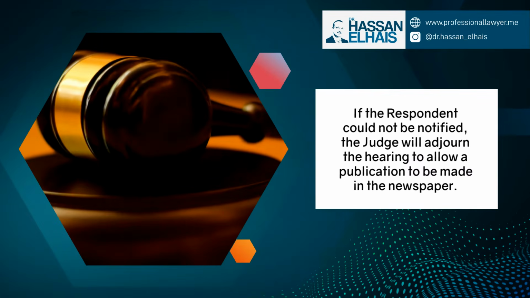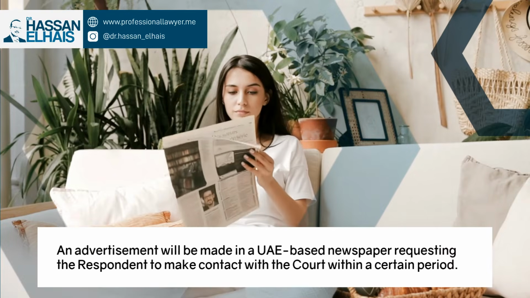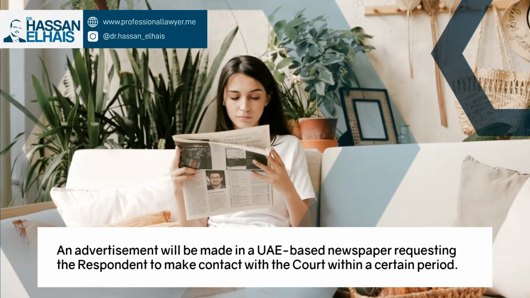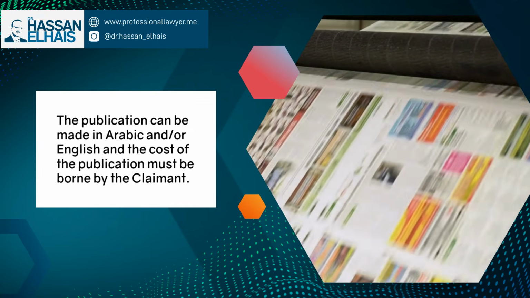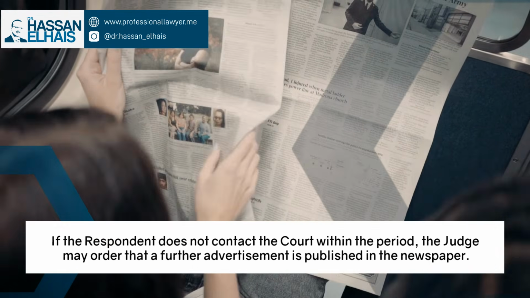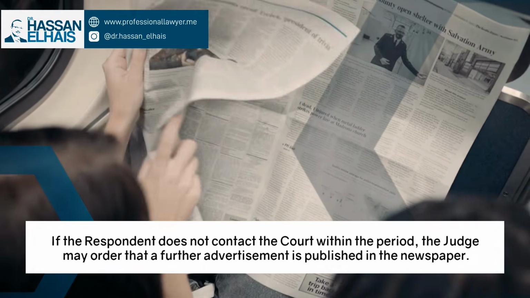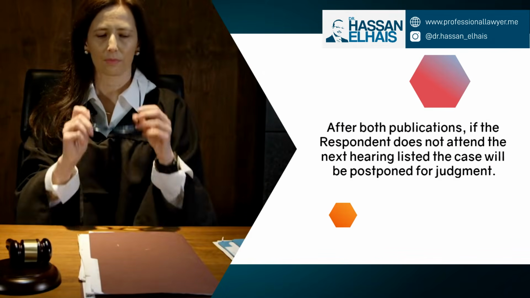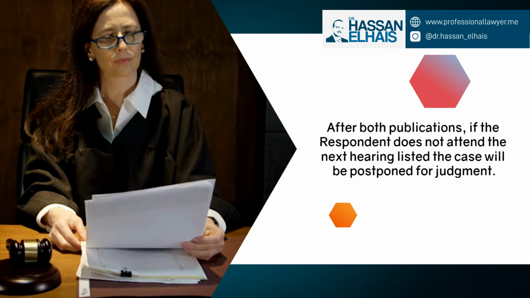If the respondent could not be notified, the judge will adjourn the hearing to allow a publication to be made in the newspaper. An advertisement will be made in the UAE-based newspaper requesting the respondent to make contact with the court within a certain period. The publication can be made in Arabic and/or English, and the cost of the publication must be borne by the claimant. If the respondent does not contact the court within the period, the judge may order that a further advertisement is published in the newspaper. After both publications, if the respondent does not attend the next hearing listed, the case will be postponed for judgment.